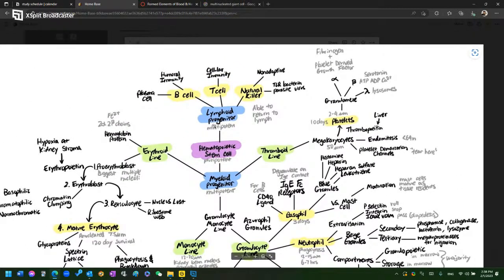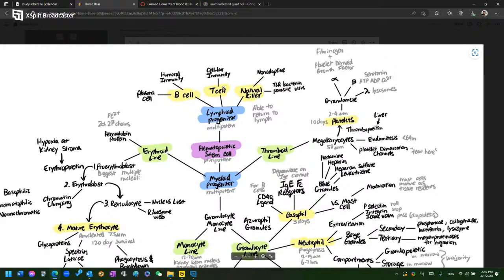Lymphoid cells, the easiest way to think about them is that they're from the lymph. They can go to the lymph. And the one that works with the innate immune system is our natural killer cell. Actually, let's start in order.